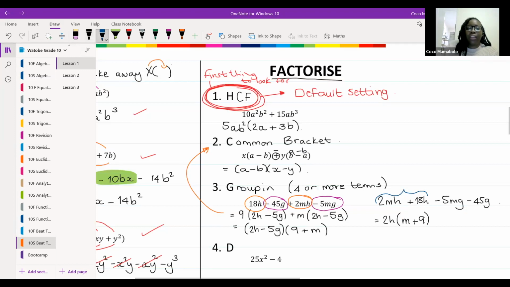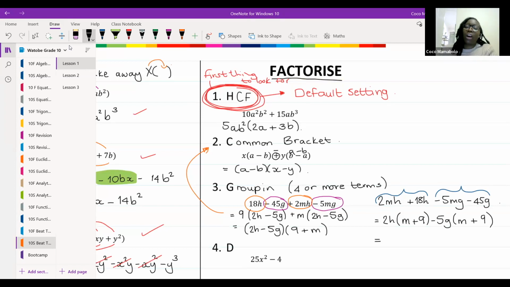And then if I look at the next two, what do these two have in common over here? Not just 5G. Be careful. It's not 5G, guys. Good. It's not just 5G. It is negative 5G. They both have a negative in common. So we'll take out negative 5G. And if I take out negative 5G, what do I have left? I'm going to get M plus negative 45 divided by negative 5, which is positive 9, and the G's cancel.